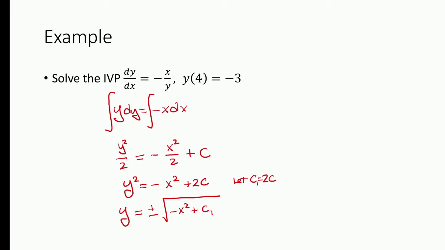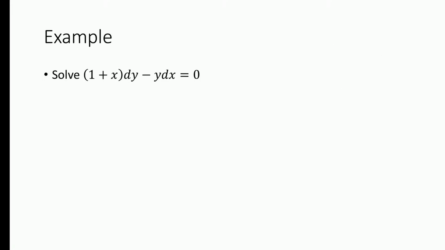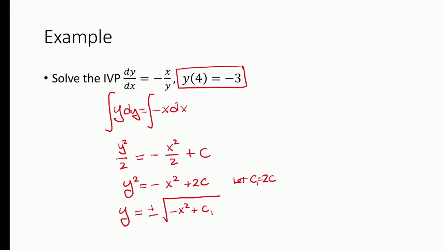It's whatever. Okay, now let's figure out what the particular solution is. Which value of c1 makes this true? Let me point something out: you see that negative in front of the 3, negative 3? Because of that, I know for sure that this is going to be the negative square root of negative x squared plus c1. So that's the first thing to note: because of the negative, it's the negative branch, not the positive.